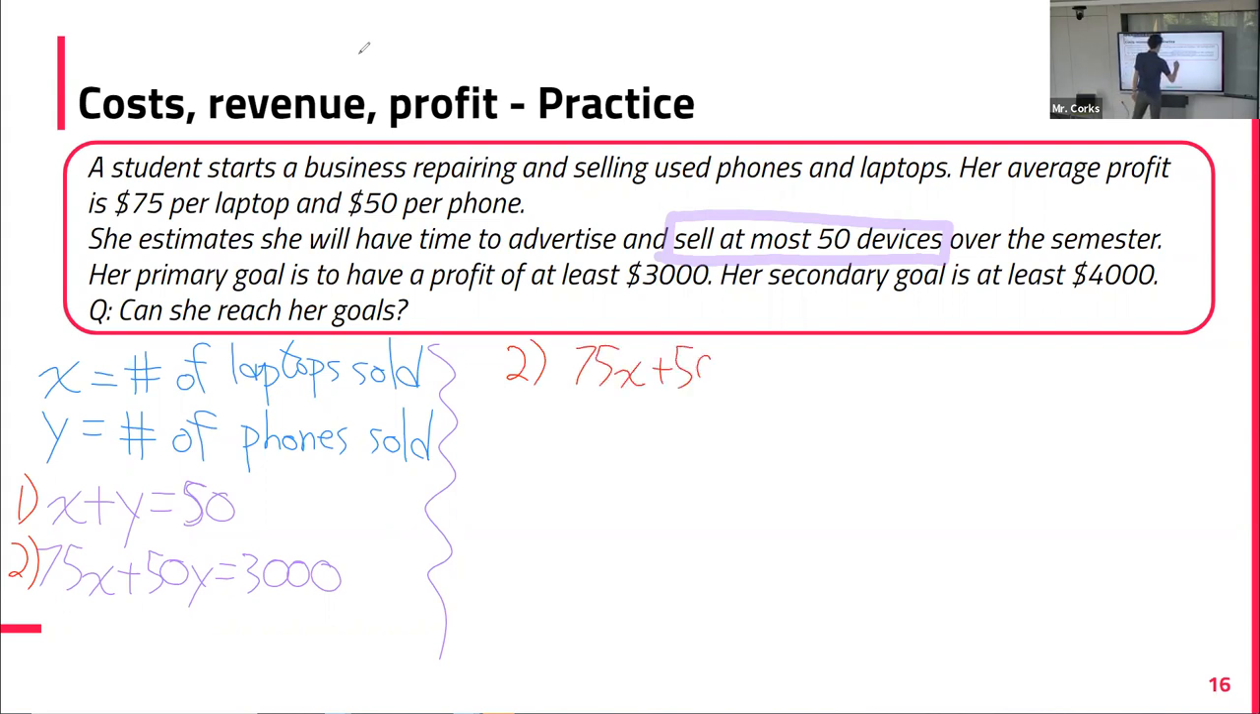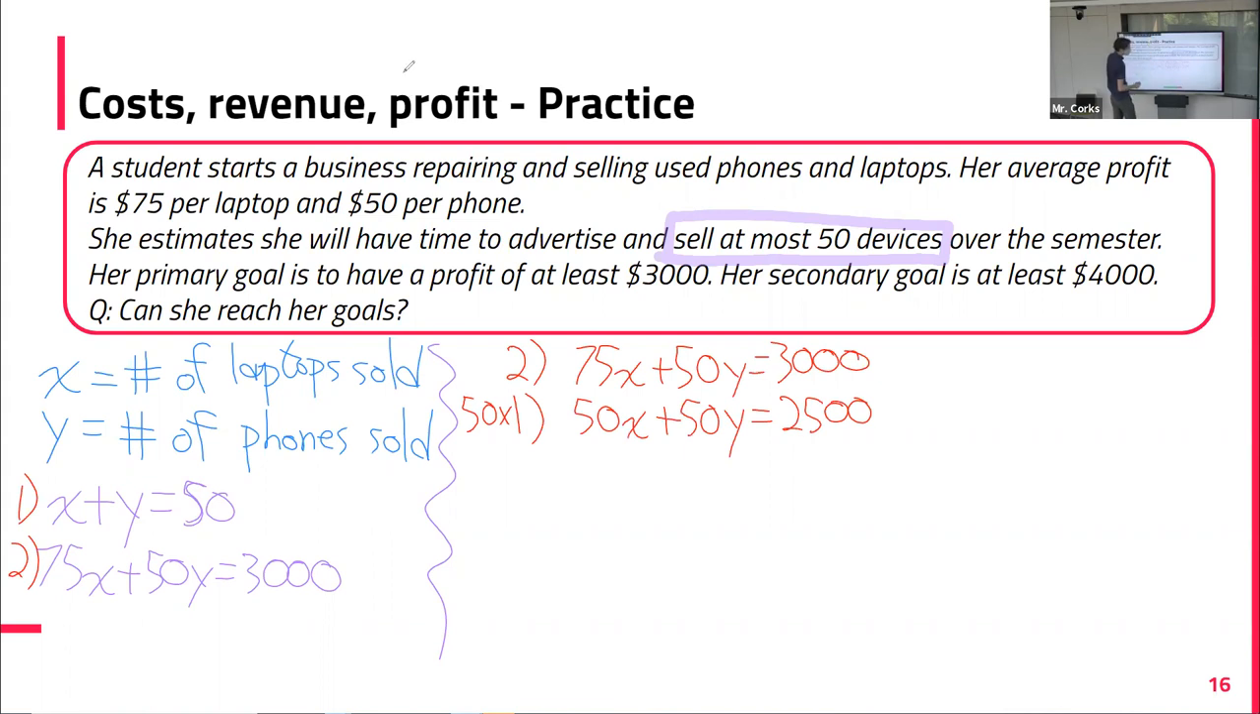So equation two, 75x plus 50y equals 3,000, and then we'll take equation one. We're multiplying by 50, so that means we're eliminating the y here. So 50x plus 50y equals, and on the right we'll have 2,500. Are we okay? So we're subtracting these two. Same sign with the 50 here, so minus. 25x is equal to 500. So x is equal to 20.